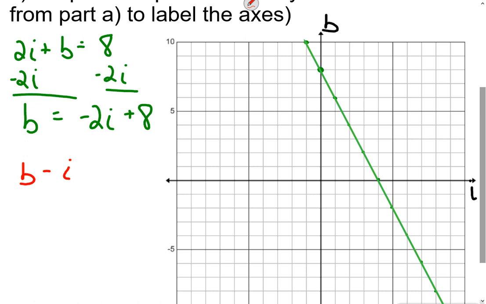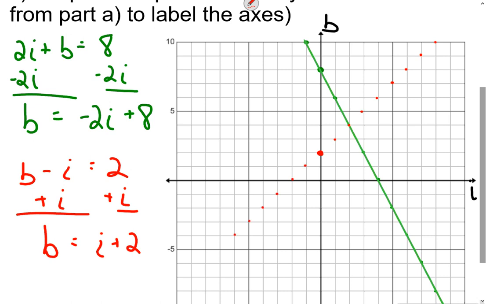B minus I equal to 2. So to get the b all by itself, we're just going to add the I to both sides. And now we have b equal to I plus 2. My slope on this one is 1, and my y-intercept is 2. Get my line graphed. So I'm going to go this way. I'm going to go down 1 and right 1.